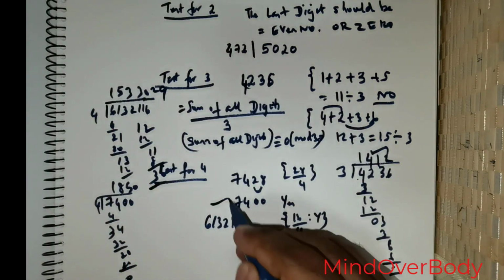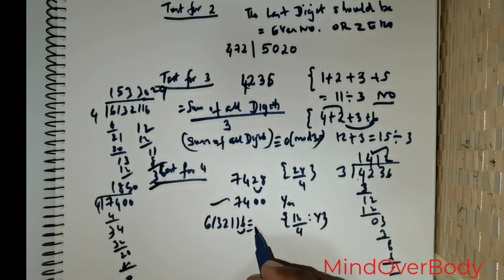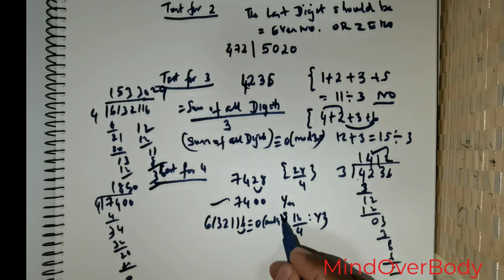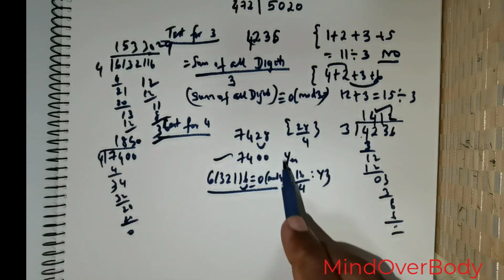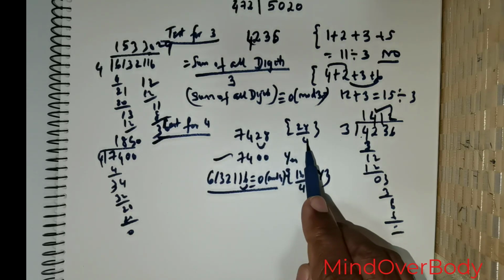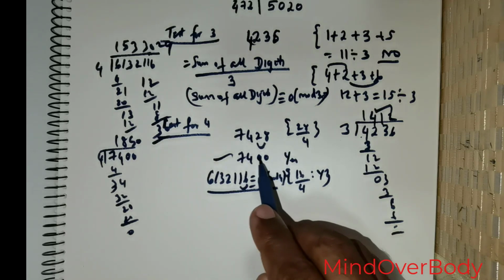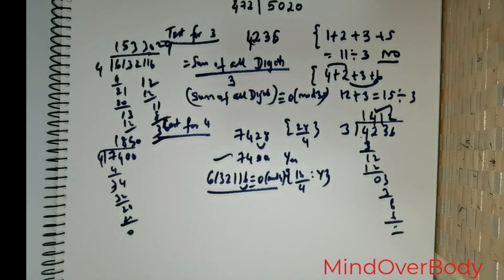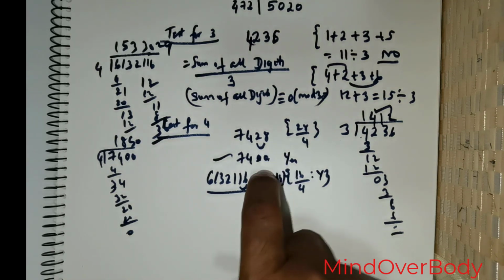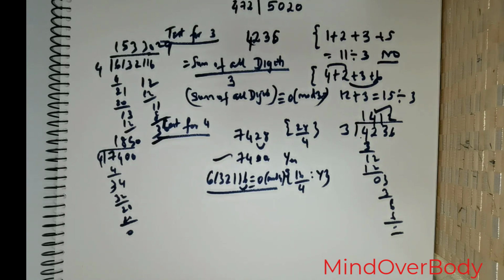So this number is divisible by 4. When you divide this by 4, you get 0 mod 4. You can check that out. So the test of divisibility by 4 is that the last two digits should be divisible by 4, or it should end in 2 zeros. It can either be 2 zeros or even more than 2 zeros. But the requirement is definitely there should be 2 zeros in numbers like this.